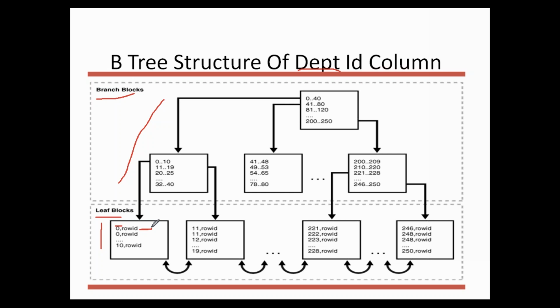So here, what we are doing is traversing to the root branch. First, we go to the root branch, and then to the next level branch, and then we find the values ultimately from the leaf block, and we get the row ID, which is used to retrieve data from the table.